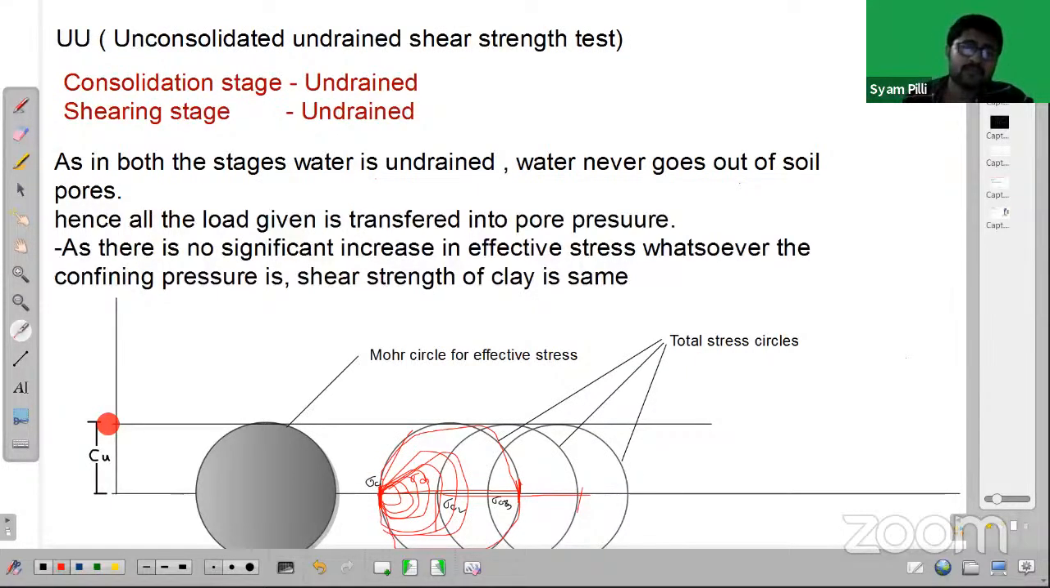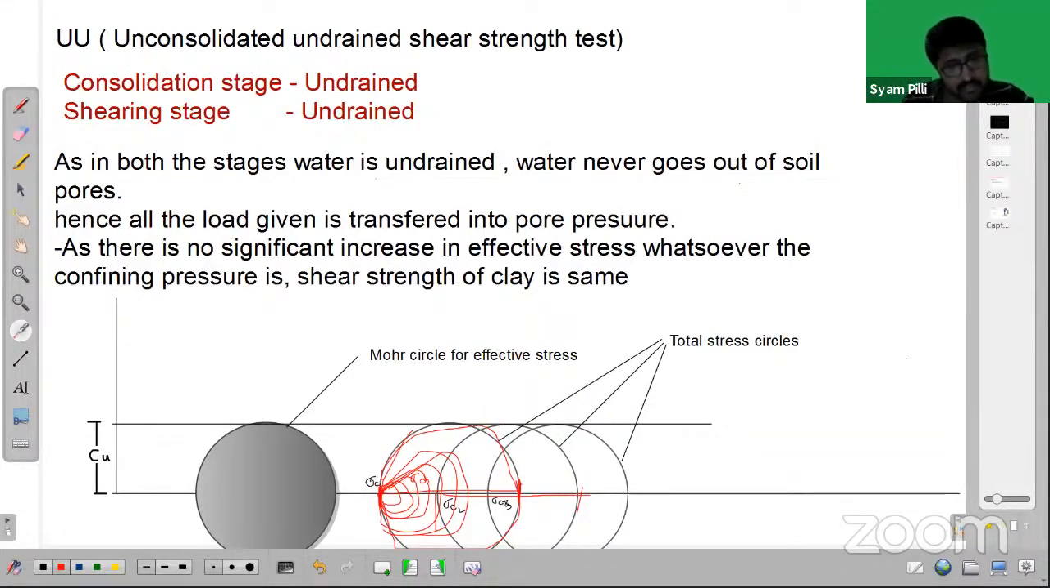So that is why in clays, mostly where the water is not escaping, we define shear strength as only Cu. We take the phi value as 0. This is a pure cohesive soil. That is what it means. So this intercept is Cu, and the slope of this line is phi, which is 0 because it is horizontal in case of the UU test.